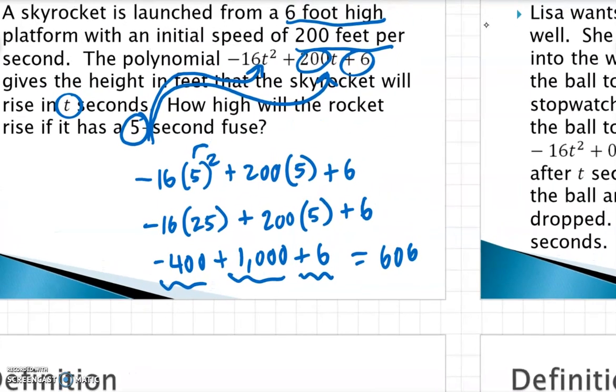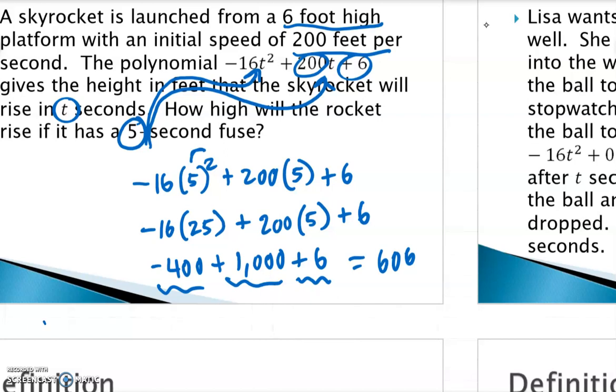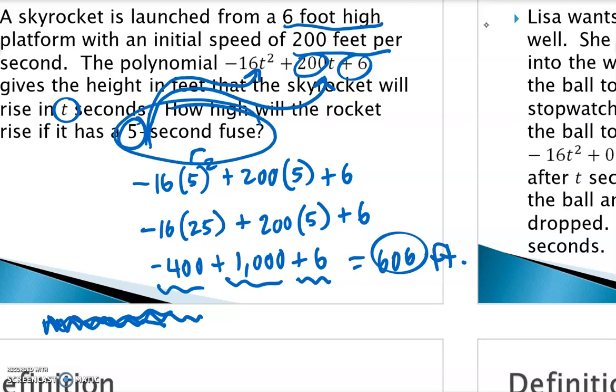So we should write our answer in a sentence. We're going to say the rocket will be, and you guys can write this, I'm not going to write that on the screen. We should say the rocket will be 606 feet in the air with a 5-second fuse.